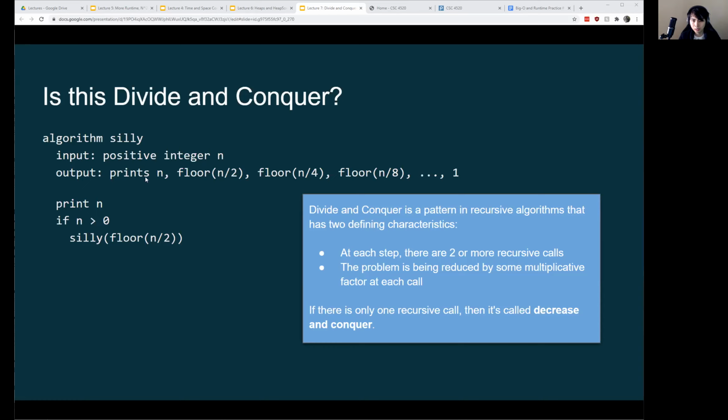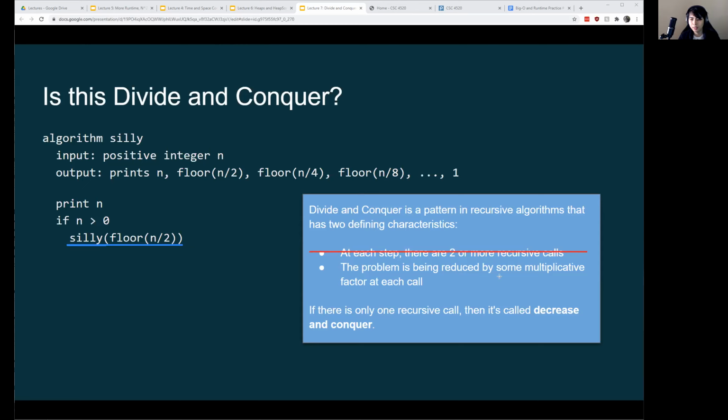Let's go ahead and take a look at our definition here. It says at each step, there are 2 or more recursive calls. In this case, I can only see the one recursive call being made here. So since there's only one recursive call, we already fail this definition here. So the first part of the definition failed. Is the second part true though?